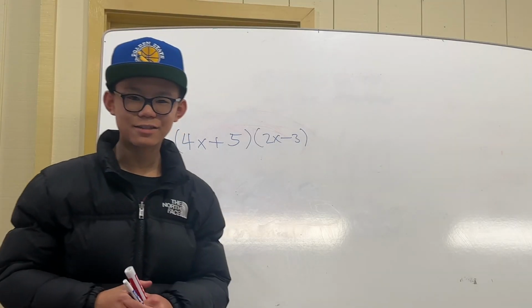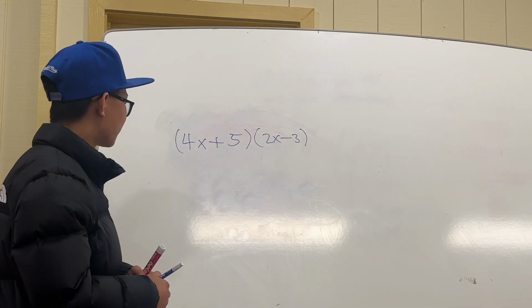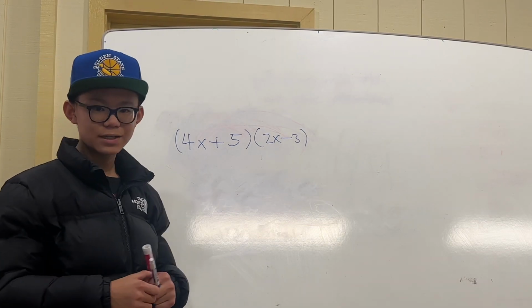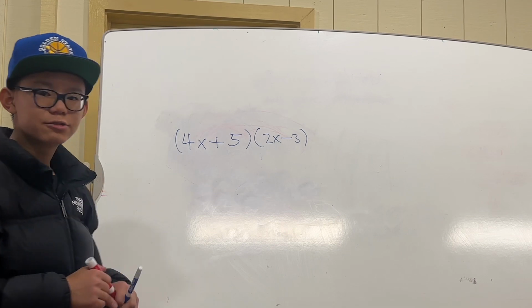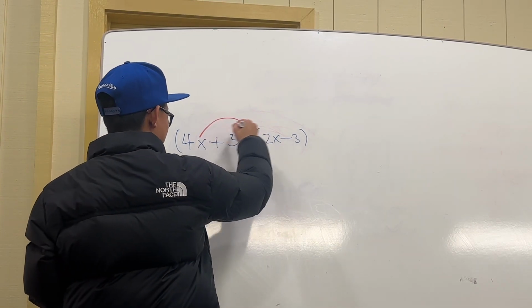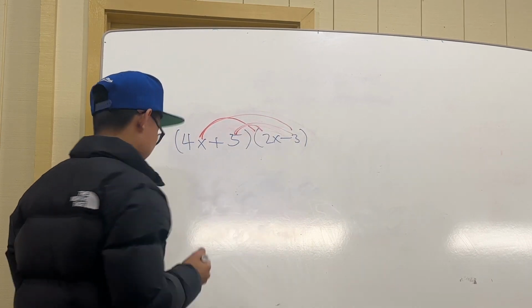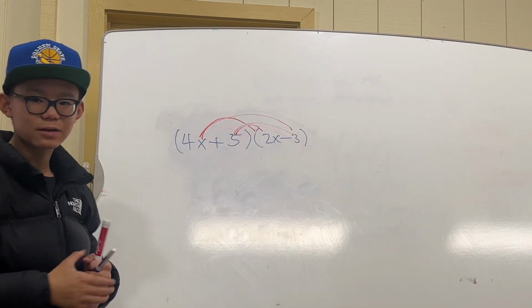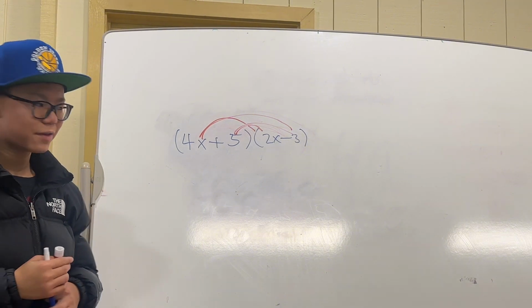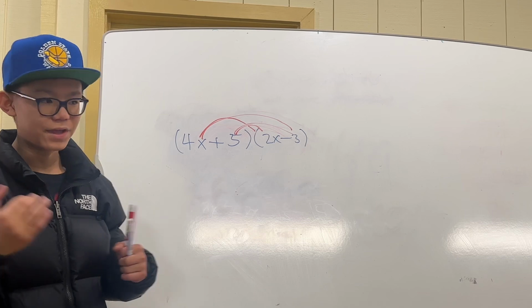Okay, so now let's look at our next example. Here I've got on the board 4x plus 5 and 2x minus 3. And now we're going to use the distributive property again. We're going to use something called the distributive property method, but another word for it is also the FOIL method.